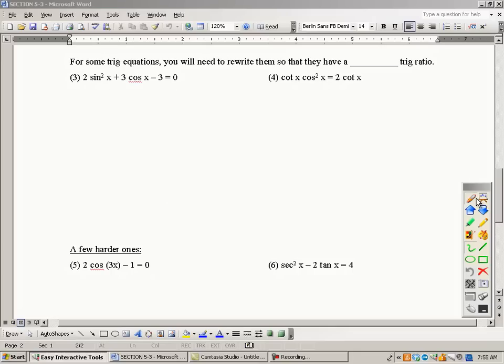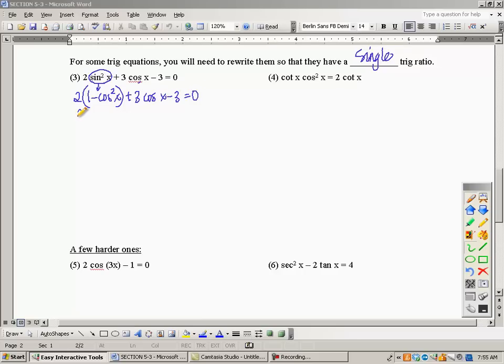For some trig equations, you will need to write them so that they have a single trig ratio. And this is kind of what we did in section 5.1. If you look, I have both a sine squared and a cosine, which is bad. And we said in section 1, only replace the squared term. Well, I know that sine squared is 1 minus cosine squared, according to my Pythagorean identity. So I'm going to replace that, and I'm going to put the 2 in, and now I'm going to simplify this a little bit.